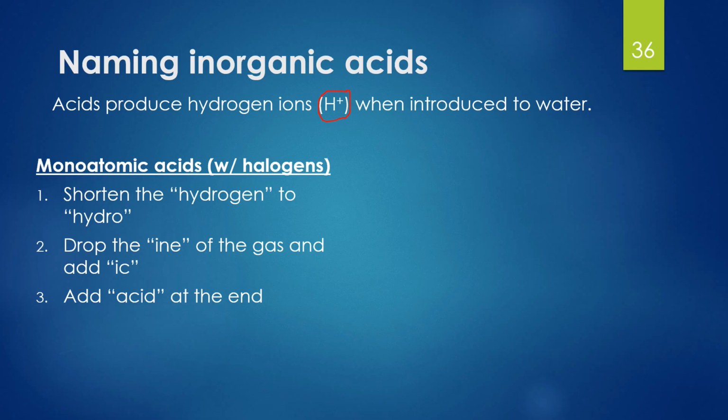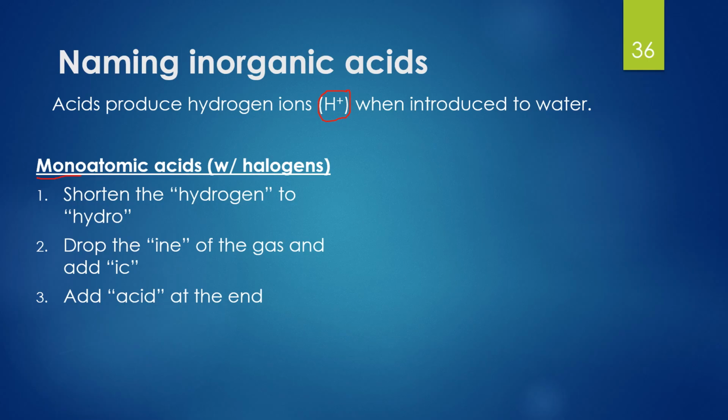Now we're first going to learn how to name monoatomic acids. So notice we see the word mono here. So mono meaning one. Okay, so monatomic acids with halogens. How do we name those? First, we shorten the hydrogen part to hydro, because monatomic acids with halogens are always going to start with hydrogen. There's always going to be a capital H in the chemical formula. So instead of writing the word hydrogen, we're going to shorten it to hydro because we know it's an acid.